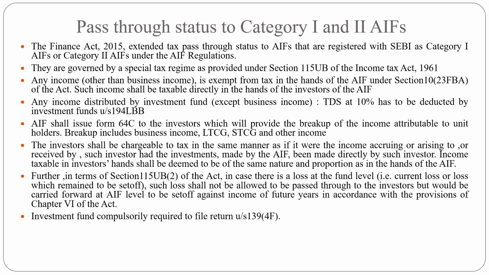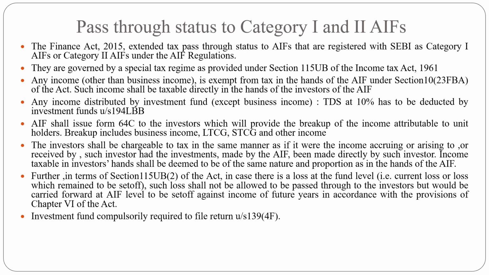Pass-through status of Category 1 and Category 2 AIF. The Finance Act 2015 extended tax pass-through status to AIFs that are registered with SEBI as Category 1 and Category 2 under AIF regulations. These are governed by a special tax regime as provided under Section 115UB of the Income Tax Act 1961. Any income other than business income is exempt from tax in the hands of AIF under Section 10(23FBB) of the Act. Such income shall be taxable directly in the hands of the investor of the AIF.